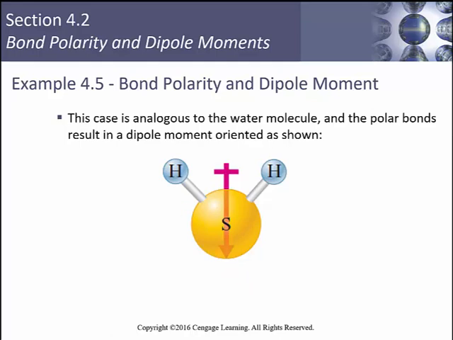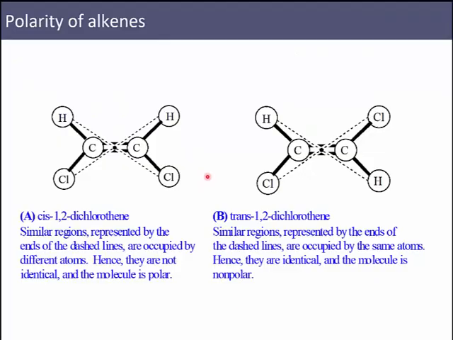Right? In more complex molecules, we've got 2 different molecules here. One is cis-1,2-dichloroethene. Right? We've got 2 chlorines on the same side. And then here in trans-1,2-dichloroethene, we've got similar regions where the chlorines are on opposite sides of this dashed line. And so my bond between the chlorine and the carbon is going to cancel out with this chlorine and this carbon. And this hydrogen-carbon bond and this hydrogen-carbon bond kind of cancel each other out.